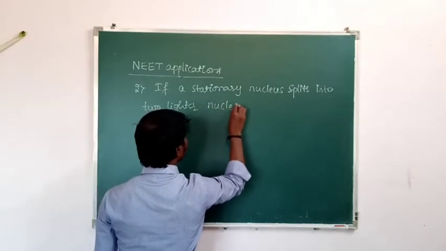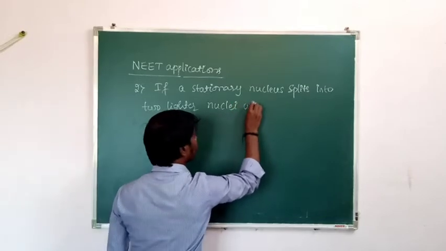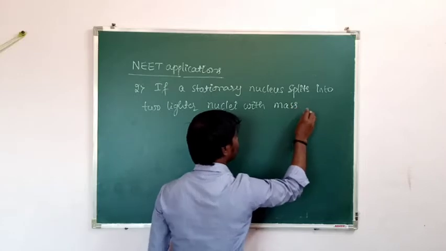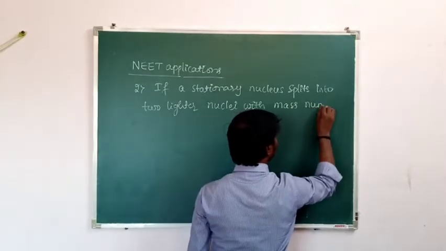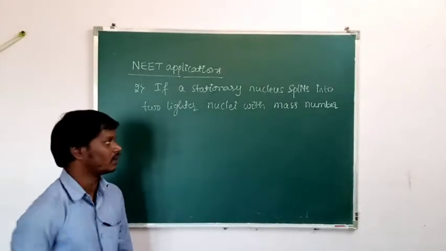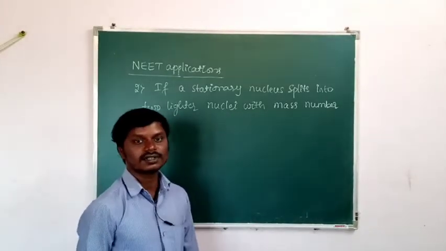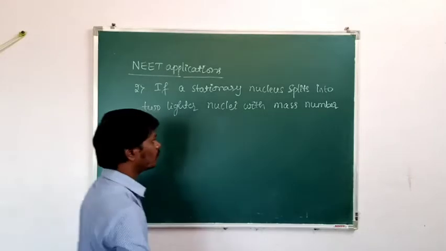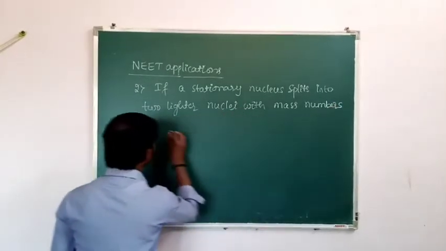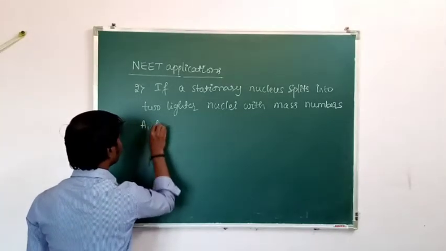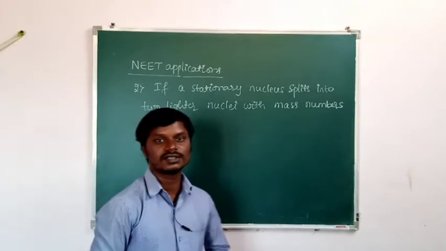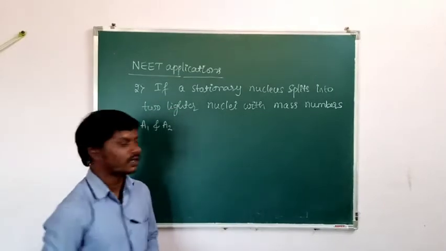with mass numbers A1 and A2. Means the first lighter nucleus having the mass number A1 and this second lighter nucleus having the mass number A2. Then according to law of conservation of momentum, means linear momentum.